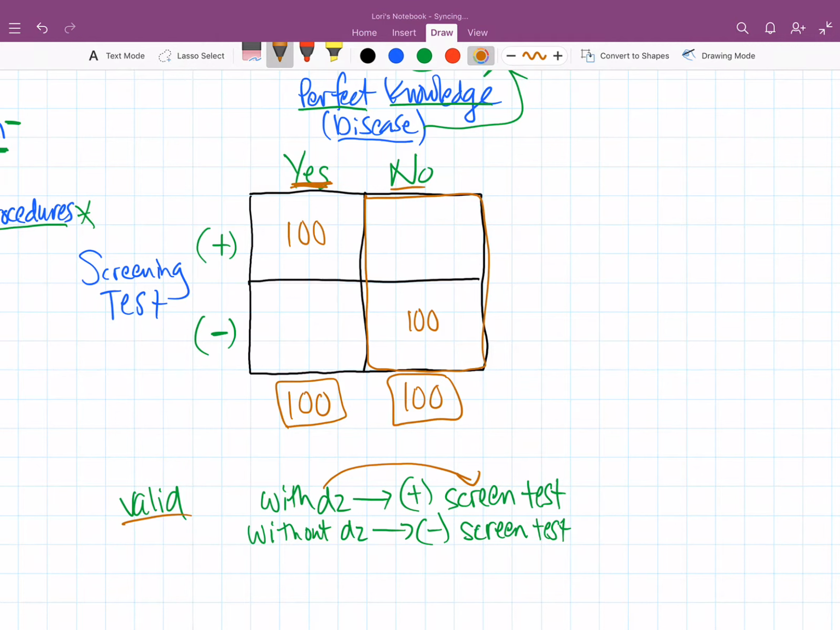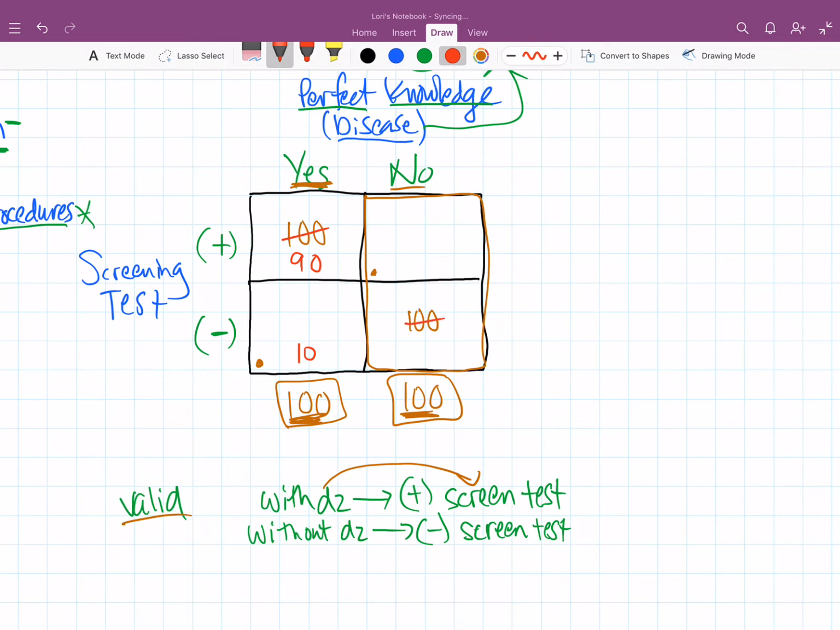What we know is that sometimes not all of the people end up in the right box. Sometimes the people who do have disease end up in this box down here on the bottom left. And some people without disease end up in this top box right here. So I'm going to change the numbers just a little bit. Let's say that instead of all 100 ending up here, only 90 of the people with disease had a positive screening test. What that means is that 10 people who have disease ended up with a negative screening test.